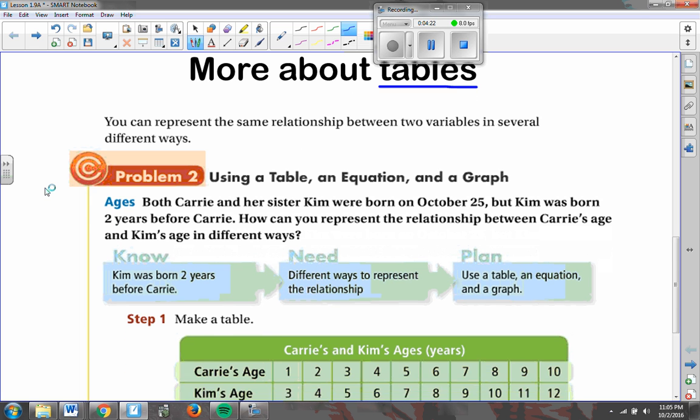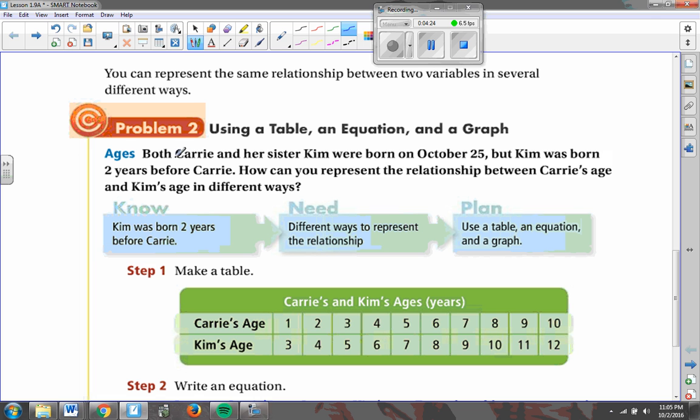Okay, so for example, we have here Carrie and her sister Kim, both born on October 25th, but in different years. Kim was born 2 years before Carrie, so Kim is 2 years older than Carrie. They're asking us how we can represent the relationship between Carrie's age and Kim's age in different ways.